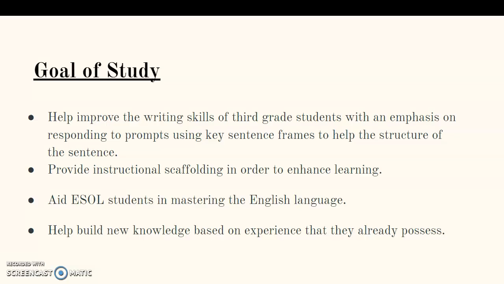So the goal of the study was to help improve the writing skills of third grade students with an emphasis on responding to prompts using key sentence frames to help the structure of the sentence, to provide instructional scaffolding in order to enhance learning, aid ESOL students in mastering the English language, and help build new knowledge based on experience that they already possess.